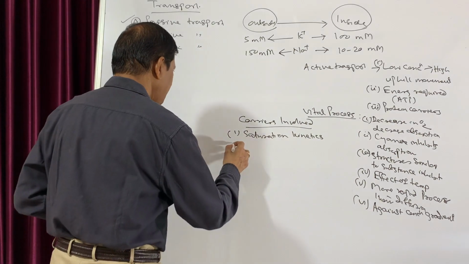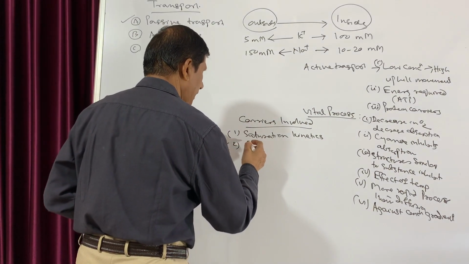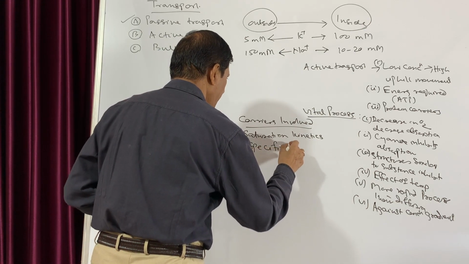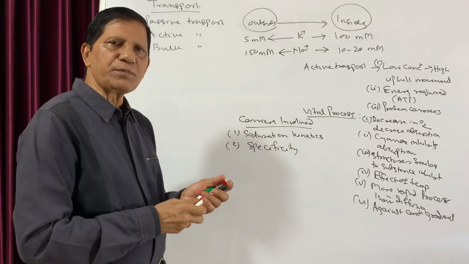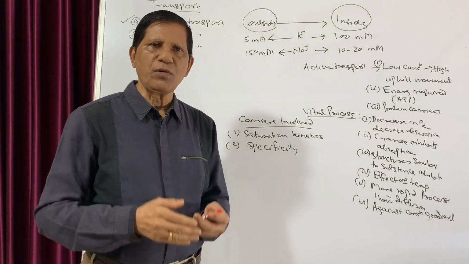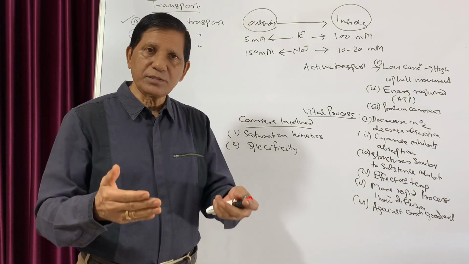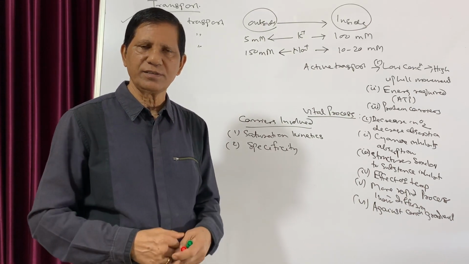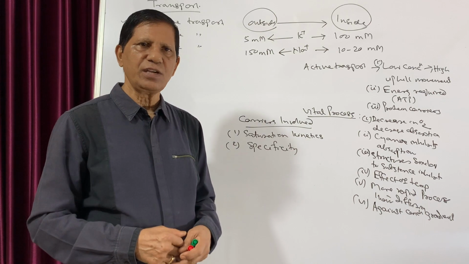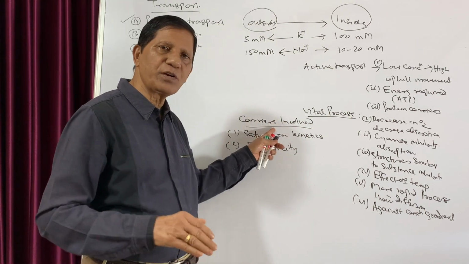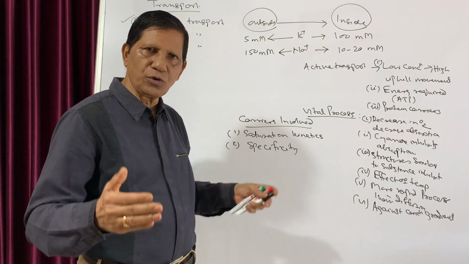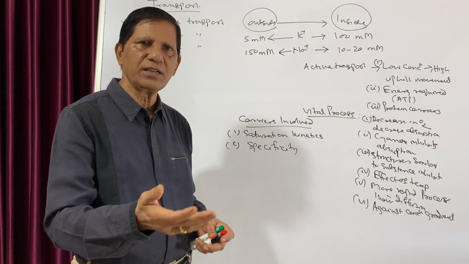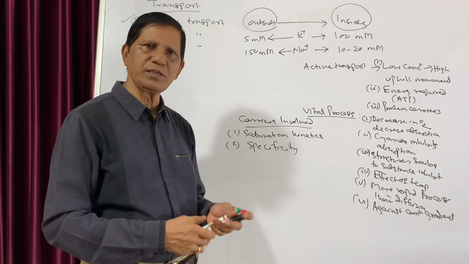Now we will take the second case, that is specificity. All the substances are not absorbed equally. It is found that certain substances are absorbed in more amount than others. The reason is there are separate carriers for separate substances. So those for which there are more carriers are absorbed to a greater extent than others. That is known as specificity.